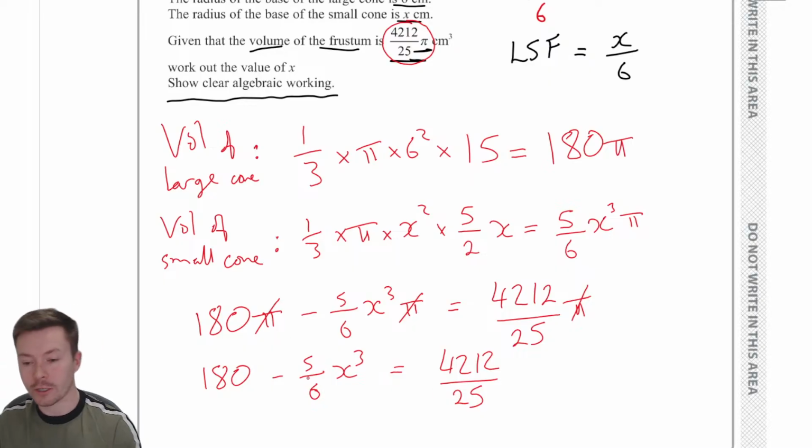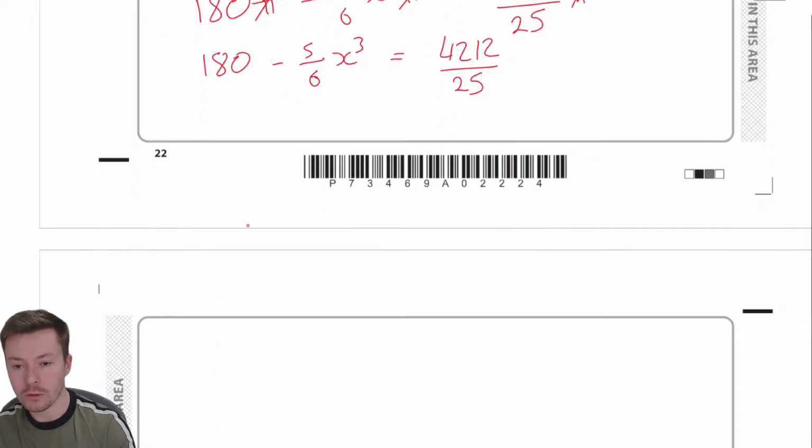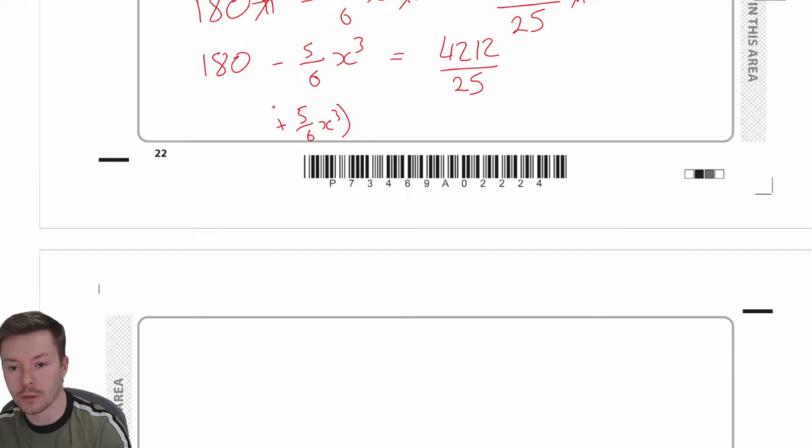I then need to get my x cubed on one side and get this fraction, or the numerical part, all on the other side. So I'm going to add 5/6 x cubed to both sides, and I'm going to run out of space here a little bit. There's another page, that's good. I'll carry on this next page. So, like I say, add 5/6 x cubed to both sides, so that's positive.